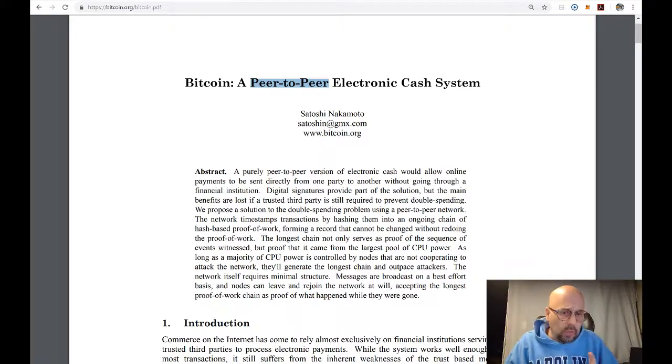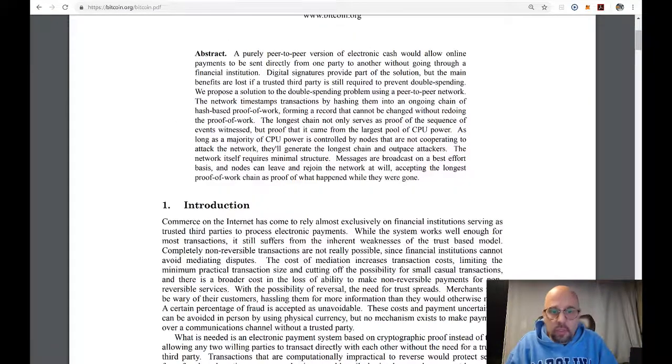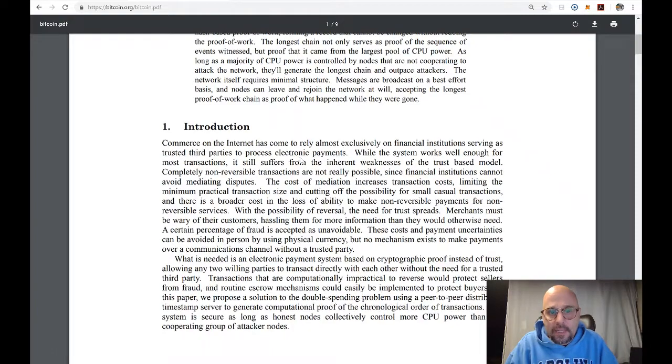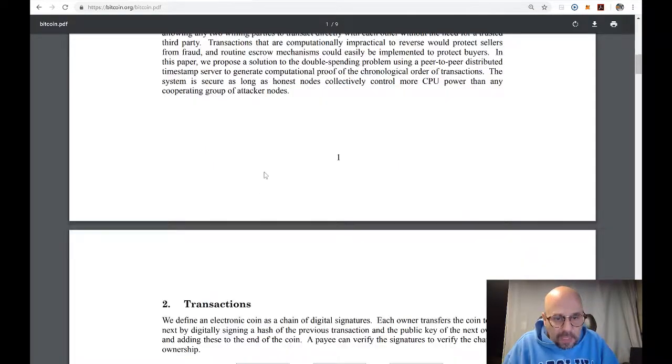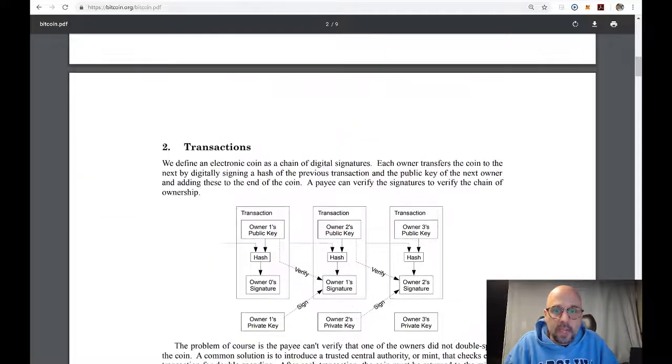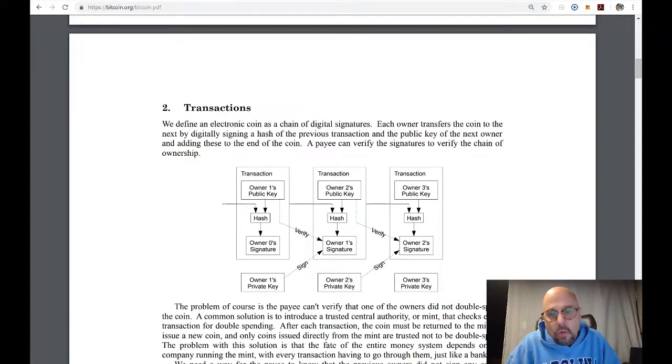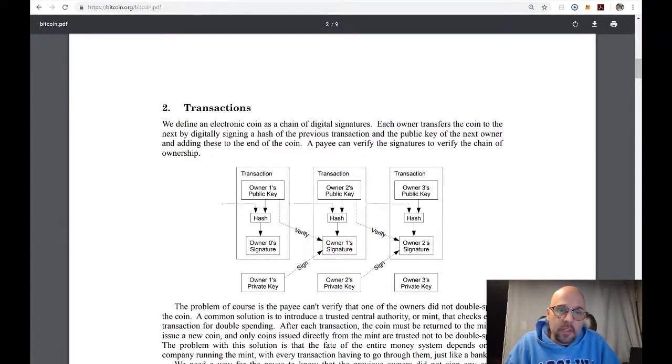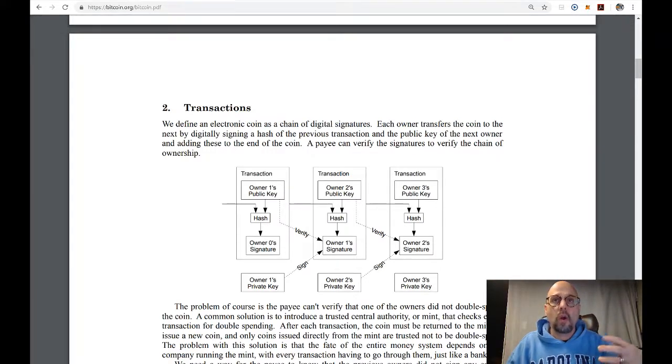And so that's purely what this is trying to do. I encourage you to come out here and read this. It talks about this in the introduction, and then he gets into where these transactions occur. This is what I was talking about earlier: when you define a transaction, that means there is a set of Bitcoin that I am going to take and give to you.